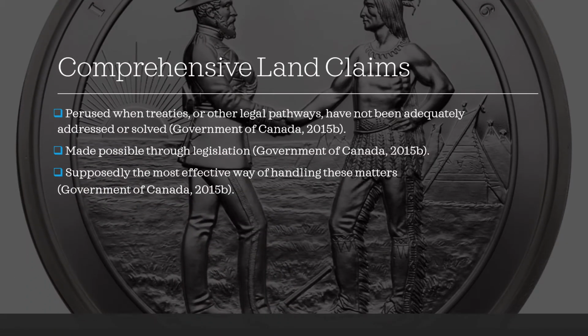So, there are 2 main types of land claims policies. First is comprehensive. This is used in situations where treaties or other legal pathways have not been properly addressed or solved. Comprehensive claims or modern treaties are meant to address this issue through negotiations between the Canadian government, the province or territory involved, and the Indigenous group involved. This is made possible through legislation and is supposedly the most effective way of handling these matters. Some comprehensive treaties are able to incorporate self-government, but this rarely happens, and when it does, it's achieved with great difficulty.